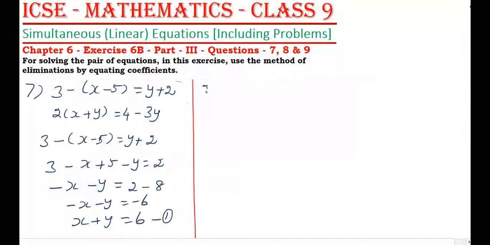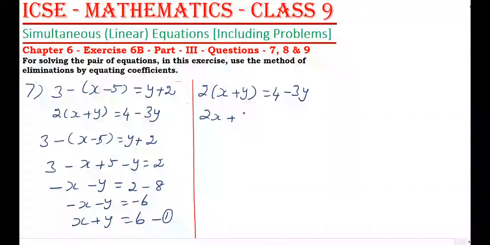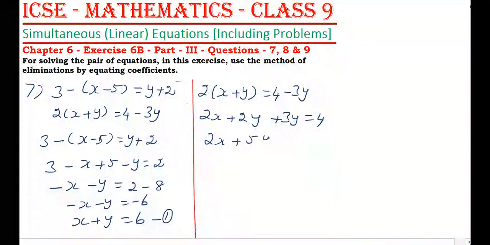It's 2 into x plus y equal to 4 minus 3y. So 2x plus 2y, and this 3y we can take to the left hand side, it's 5y equal to 4. So now 2x plus 5y equal to 4. So this is the second equation.